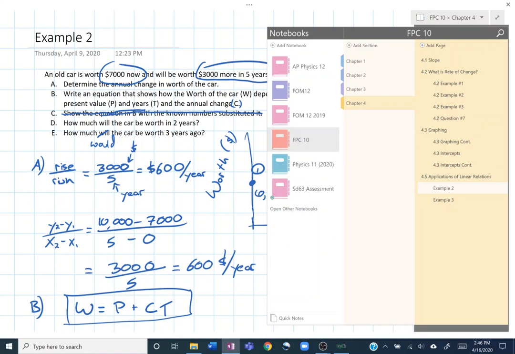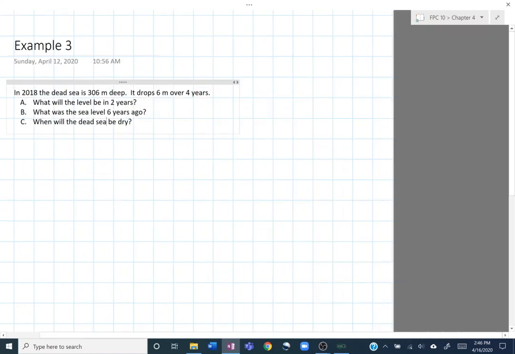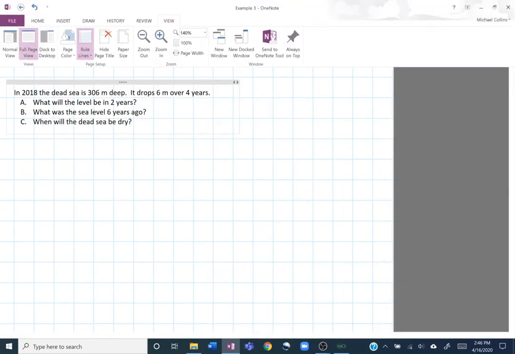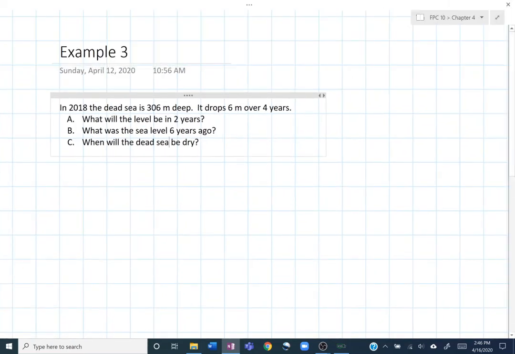So let's look at example 3. I'm just going to change my view and see if I can get a bit wider. Yeah. In 2018, the Dead Sea was 306 meters deep. It dropped 6 meters over 4 years. What will the sea level be in 2 years? What was the sea level 6 years ago? And when will the Dead Sea be dry? So this one doesn't give us a whole lot of step-by-steps. It just jumps straight into the questions.